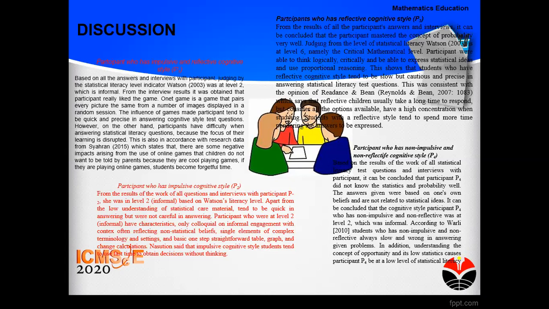Participant who has non-impulsive and non-reflective cognitive style, P4. Based on the result of the work on all the statistical literacy test questions and the interview with the participant, it can be concluded that participant P4 did not know statistics and probability well.